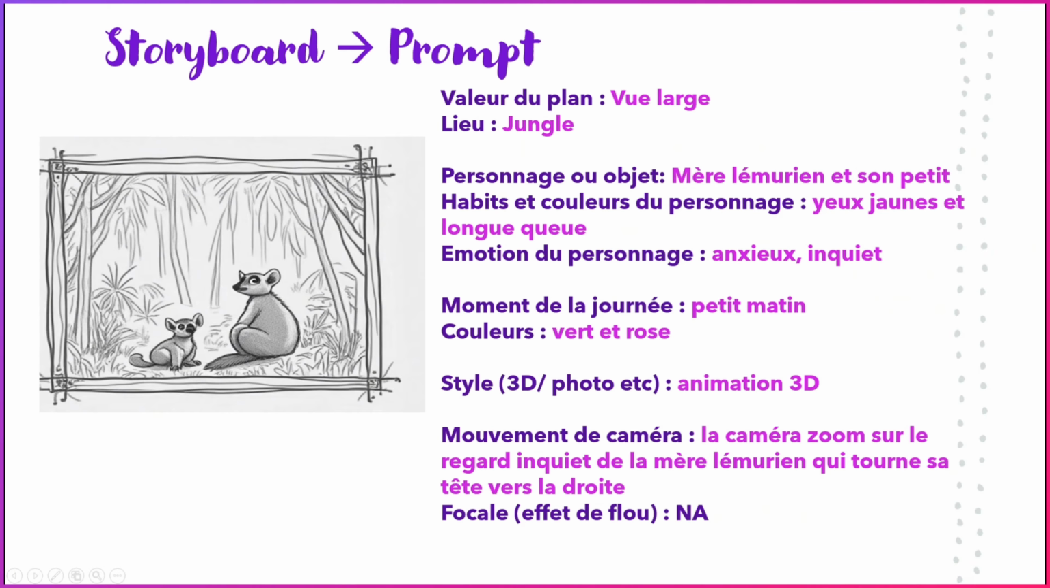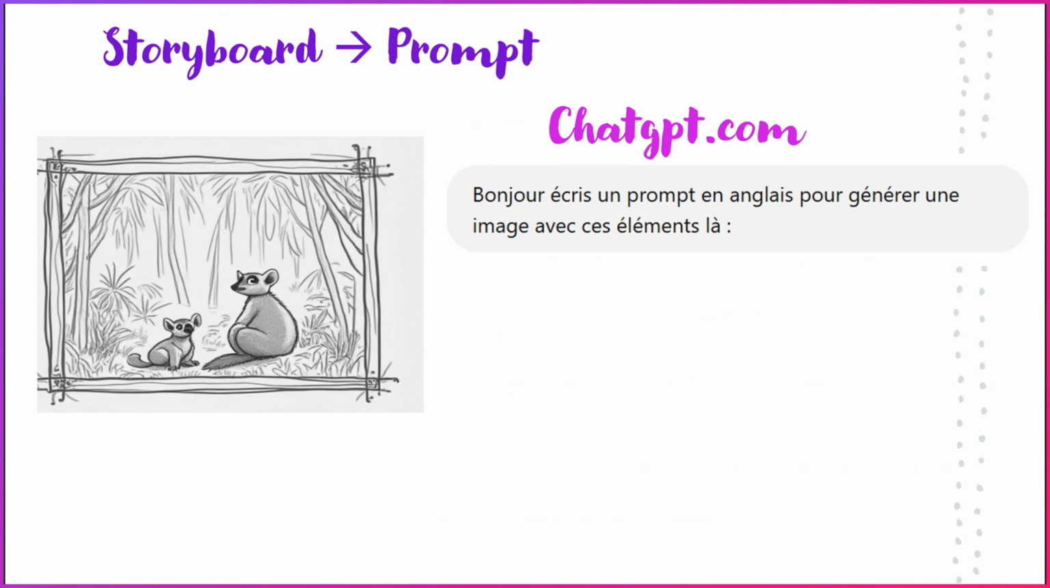I decide that the time of day is early morning and the colors are mostly green and pink. My style is 3D animation, and in terms of bold movements, we don't need them right away, but they'll be useful to us later. On the cameras that will zoom in on the mother's worried look before heading into the jungle afterwards. So what I'm going to do is go to ChatGPT, like we saw earlier when we did the English translation. I'm simply going to write to it, "Hello, write a prompt in English to generate an image with these elements." And I'm going to copy and paste what I put in my storyboard.